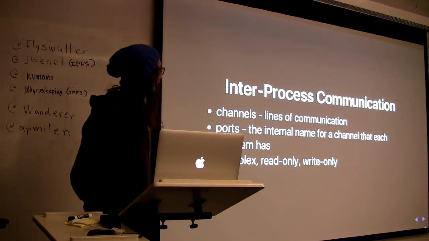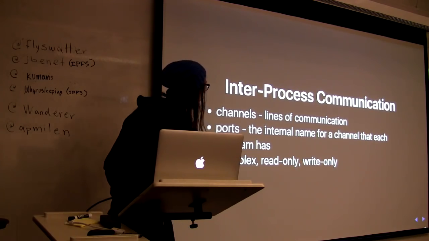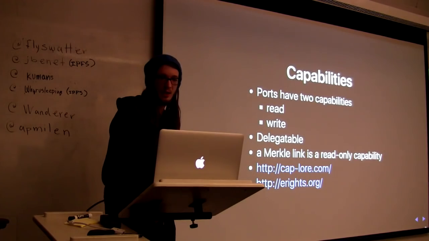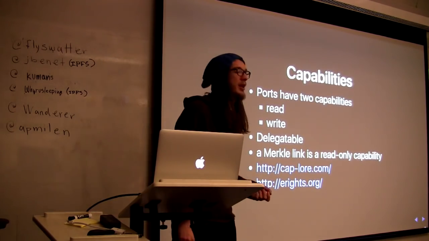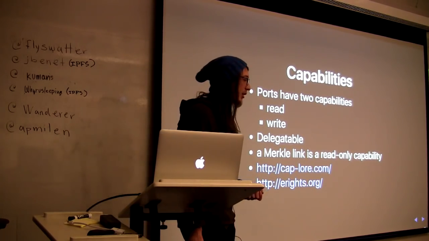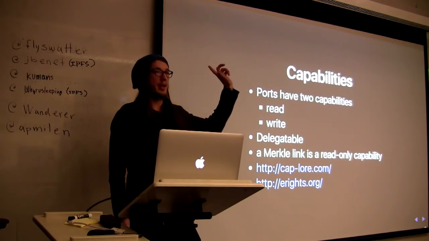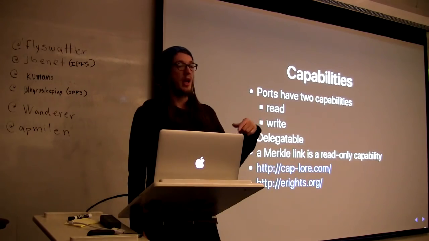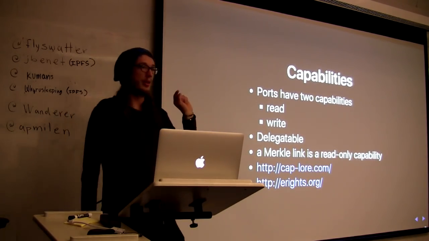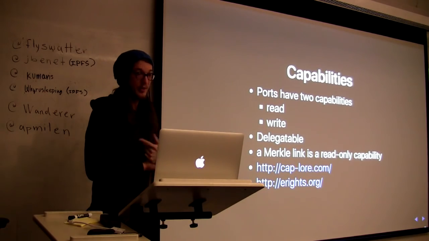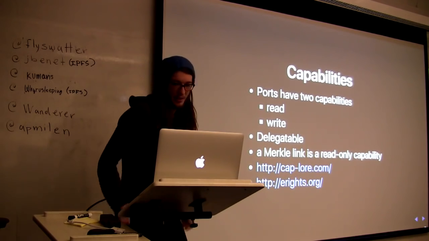The core of it is really inter-process communication. Channels are lines of communication. Ports are the internal name for that channel that each program has. Ports can be duplex, read-only, or write-only. Ports are capabilities. Actually, they have two capabilities, a read capability and a write capability. Those capabilities are delegatable, so you can send them to another actor, which means you can send ports around, which is pretty cool. That's how, in my early example where the contract talks to the block, to establish that you'd have to send a read capability down through the Merkle DAG hierarchy till it gets to the actor. Also, by the way, a Merkle link is a read-only capability. If you want to know more about capabilities, you can see capillor.com and erights.org.